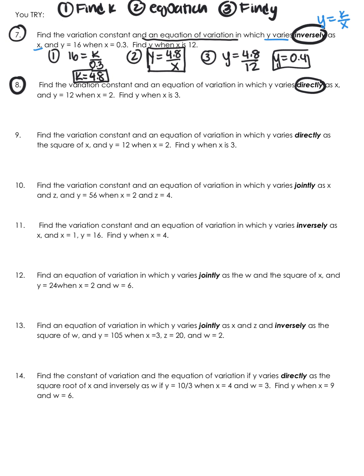All right, number 8 says y varies directly as x. So this tells us y is equal to k times x. So we'll use that to find k. We'll plug in y equals 12, x is equal to 2. Divide both sides by 2, and you get k is equal to 6. So our equation should be y is equal to 6 times x.